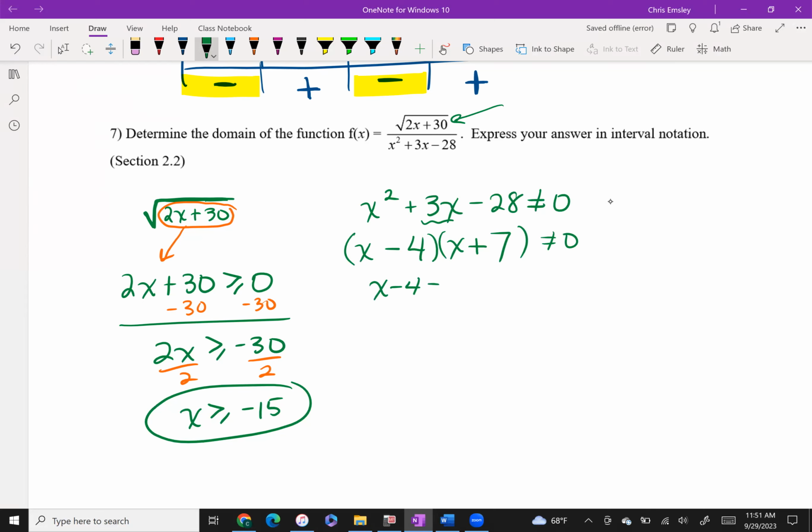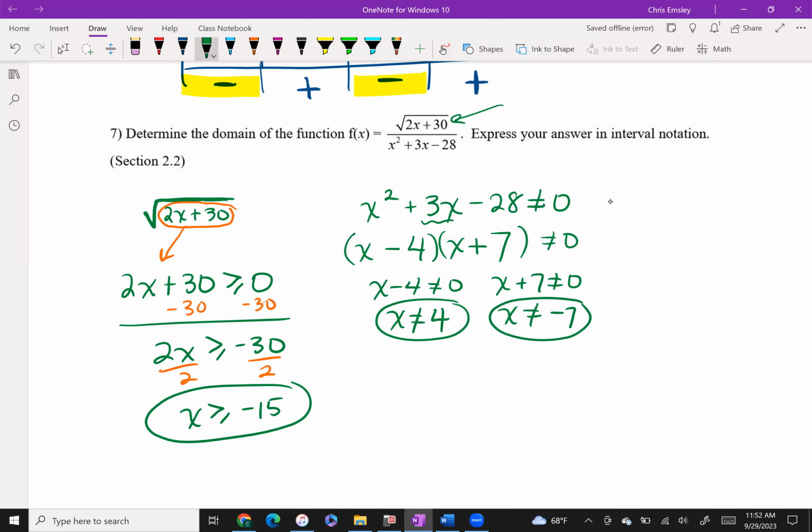So with these two factors, I get two values I need to exclude from my domain. x can't be 4, because that would give me a 0 denominator. And also x cannot be negative 7, because that would give me a 0 denominator. So I have all the pieces of the puzzle. Now I have to put them together into interval notation.